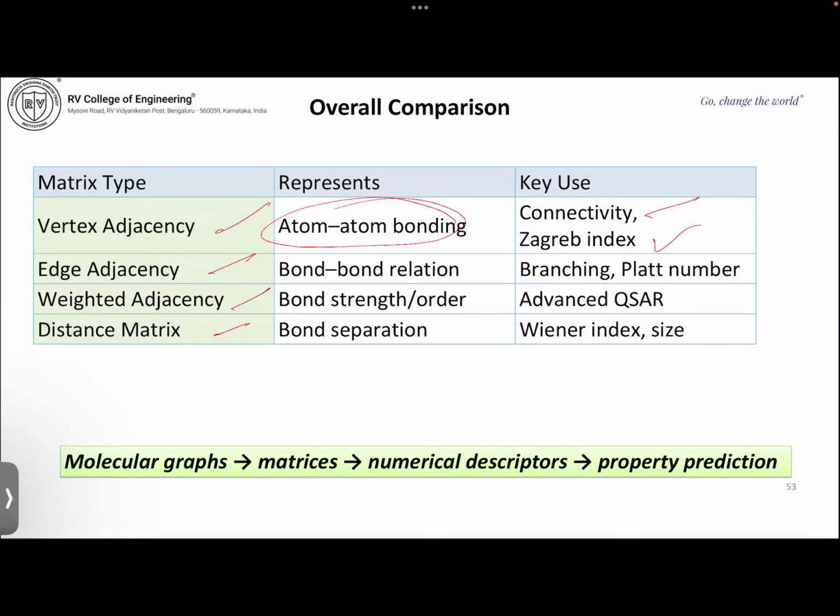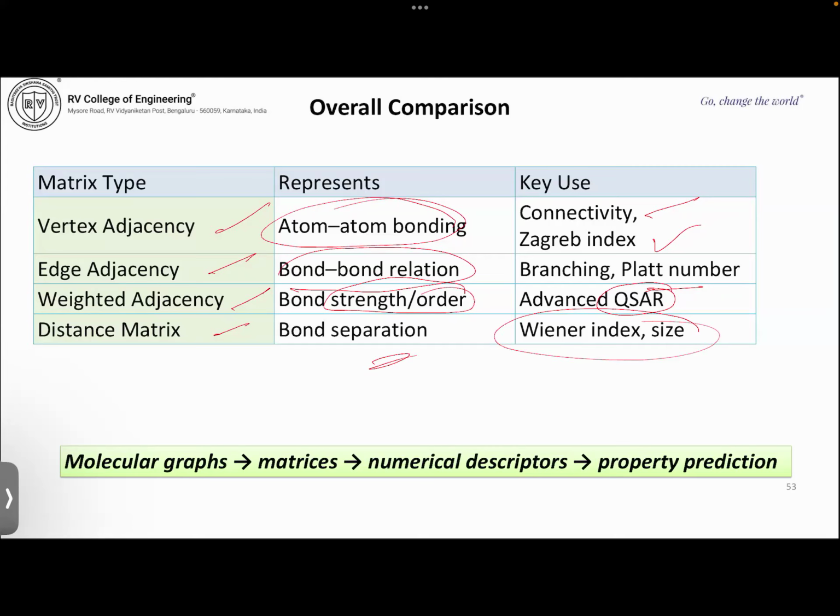Edge adjacency matrix represents the bond-bond relation. It's used to understand the branching and also to calculate the Platt number. Weighted adjacency for bond strength or bond order or any other heteroatom to understand. It's used in advanced quantitative structure activity relationship. And distance matrix represents the bond separation. It's used in Wiener index and also the size.